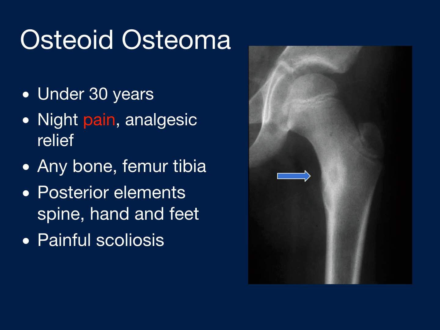The next bone-forming tumor is the osteoid osteoma. With these, you'll see a lucent lesion surrounded by sclerosis, and it's usually near the cortex. They happen in younger patients. The classic symptom is night pain relieved by NSAIDs, and I put the pain in red to emphasize that it's disproportionate to the size of the lesion. They can be in any bone, but tend to be in the femur and tibia, and they can also be in the posterior elements of the spine, hands, and feet. Another classic finding is painful scoliosis.